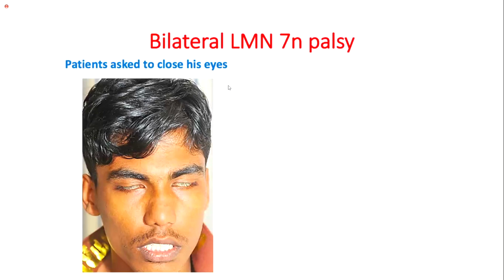CP angle tumor. Bilateral. Now you need to think. And you have bilateral CP angle tumors? Very rare. But the common things, you must say the most common thing first. I have already taught you the most common form of bilateral lower motor neuron palsy. Otitis media. Otitis media on both sides.